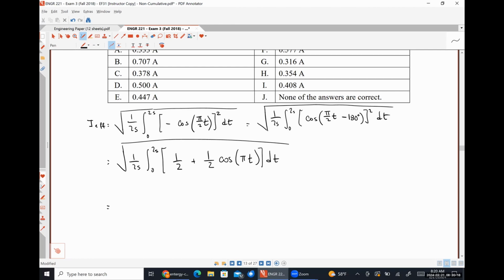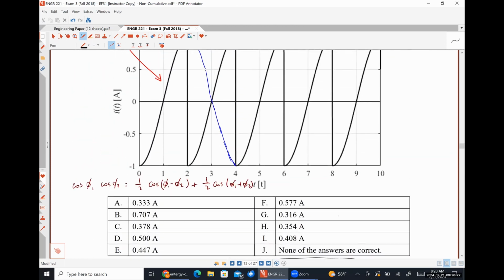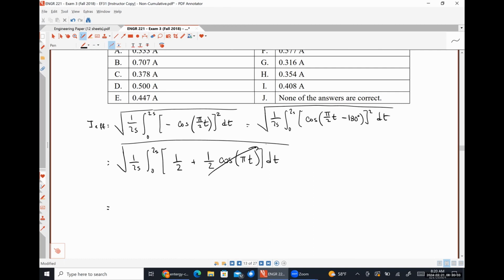So if we're integrating this double frequency term over exactly 2 seconds, that is one cycle of the twice frequency term. So we know that that bit right there is actually going to go to zero. And so we have the square root of 1/2 seconds times 1/2 times the integral from zero. That's going to be 1/2 amp squared. Integral from 0 to 2 seconds of dt. And this should look like 1/√2 amps RMS.